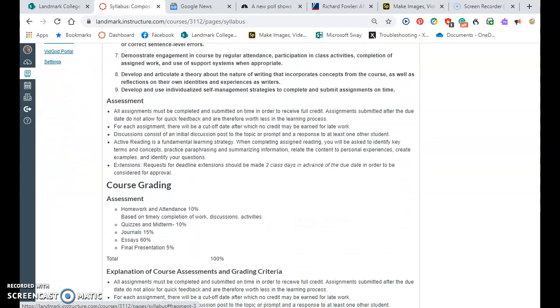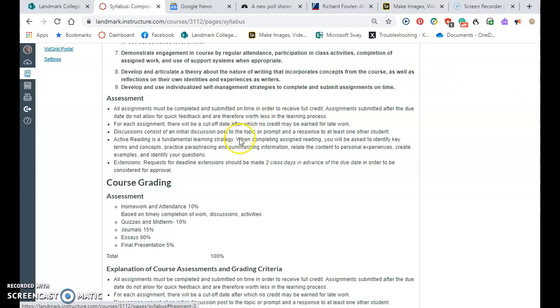So for assessment, I'm going to let you read through some of this on your own. That's part of this assignment, but all assignments must be completed and submitted on time in order to receive full credit. You'll still be able to get credit for late assignments, but it won't be full credit. And there will be a cutoff date. Usually it's the end of the unit for assignments that were due during that unit. So you need to keep up.